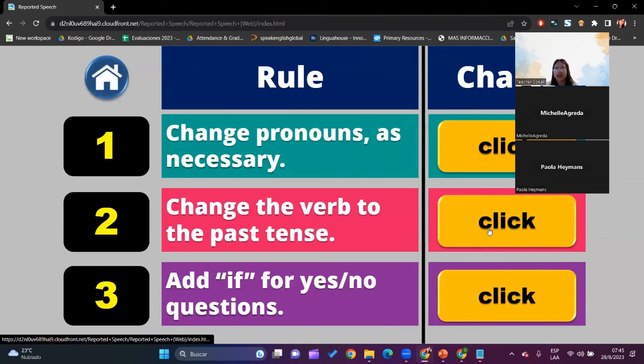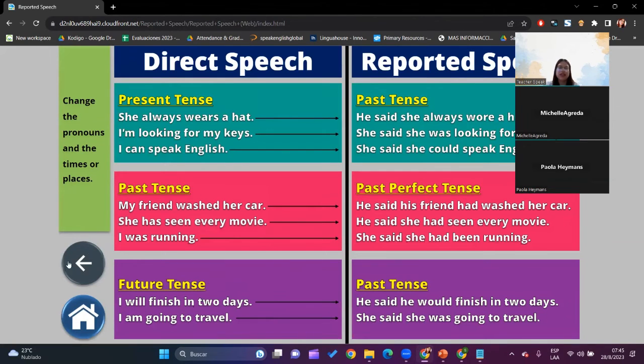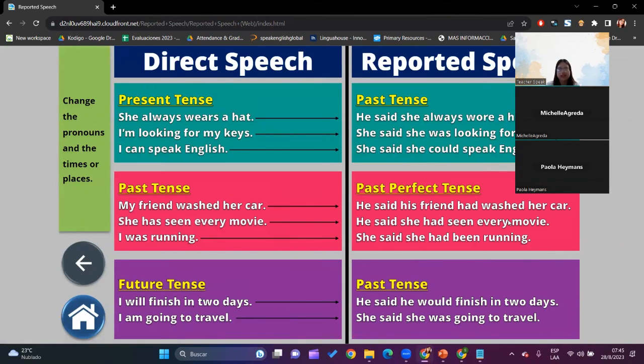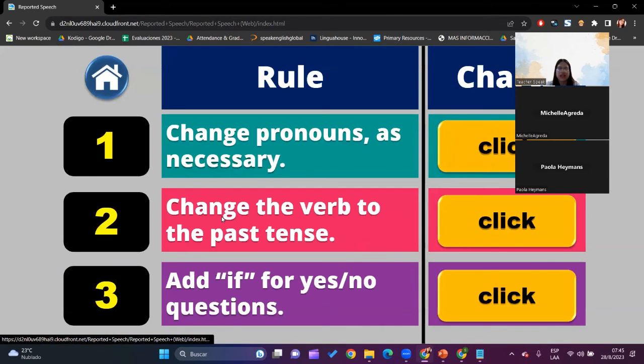It's important. And as we said at the beginning, change the verb to the past tense. All the time it would be like the past. Present tense, we use past tense. Past tense, past perfect tense. Future tense, we have past tense too, right? All the time.